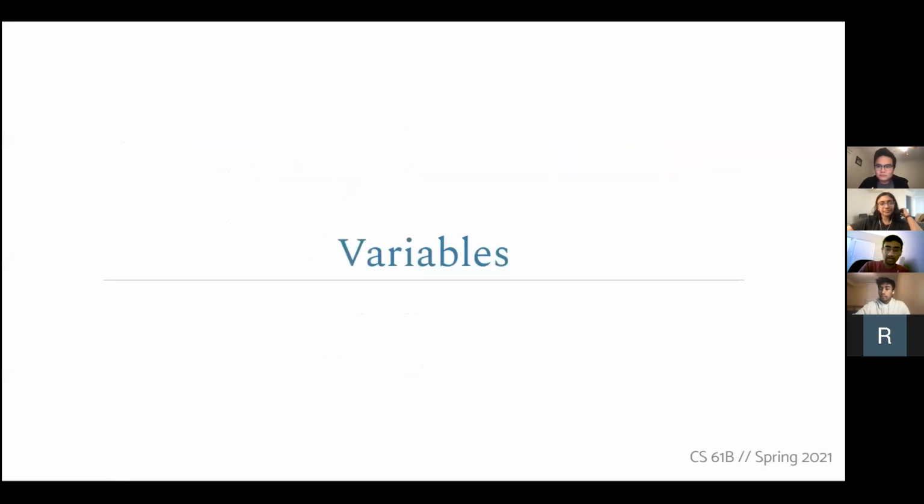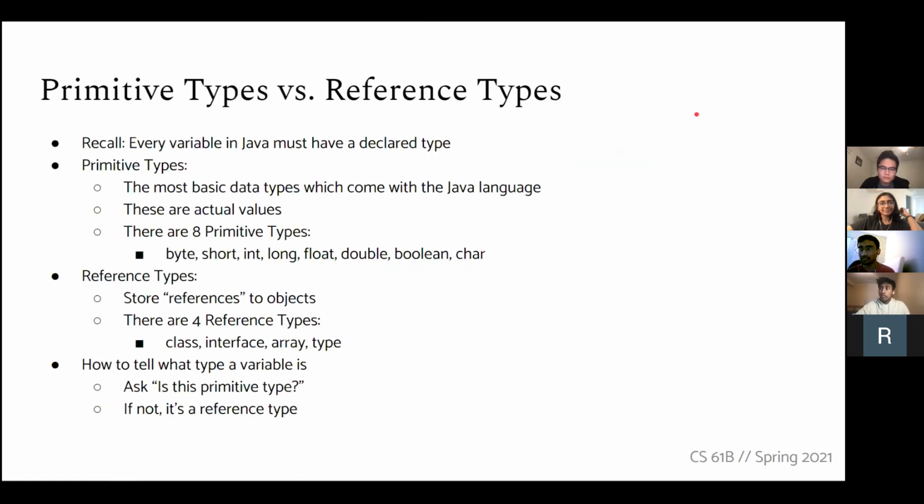Okay, so variables. For this, there will be 3 different sections that I do. First, primitive versus reference types, then static versus instance variables, then just a discussion on scope. So let's start with primitive types versus reference types.